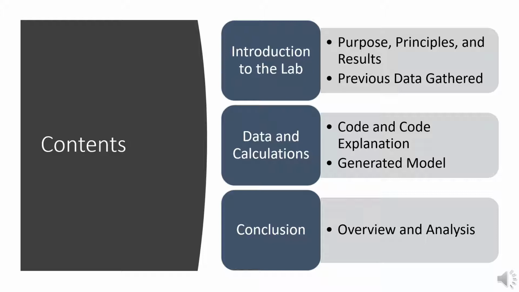The second is the data and calculations for this lab. In this section, I will explain and show the code used to calculate the charge in the experiment, as well as the model generated by the code that represents the experimental system. The final part is the conclusion. Here I'll examine the reasonableness of my results and assumptions, as well as ask some important questions about the lab as a whole.